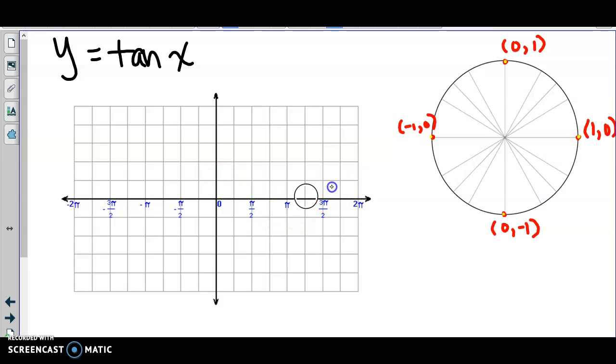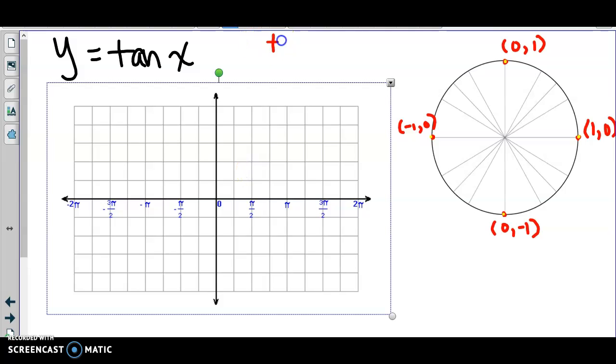Now thinking back to when we were solving for tangent. Tangent of our angle theta equals our y over x on our unit circle. So tangent of 0 radians or 0 degrees, tangent of 0 equals 0 over 1. So that's just 0. So that is the y-intercept here.